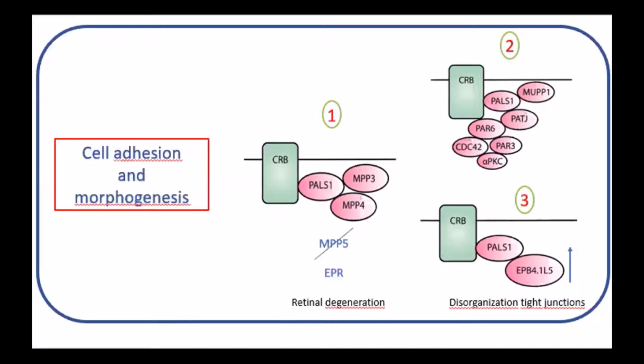Finally, in the adult retina, the protein EPB41L5 shows substantial overlap at the external limiting membrane with CRB1 and Pals1. When there is an overexpression of this protein, that affects the tightness of the cell junctions and results in disorganization of the tight junction markers.